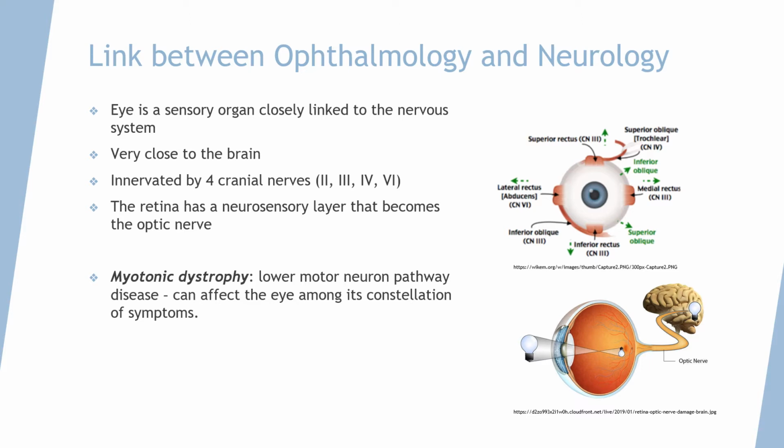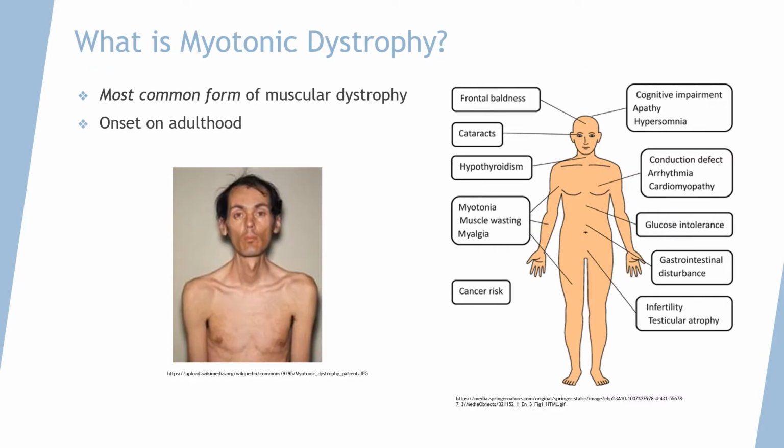Myotonic dystrophy is a lower motor neuron pathway disease, and while it is a disorder of the neural pathway, it can also affect the eye as part of its constellation of symptoms. Myotonic dystrophy is the most common form of muscular dystrophy and is also one of a group of diseases called chronic progressive external ophthalmoplegia. The onset of this disease is in adulthood.